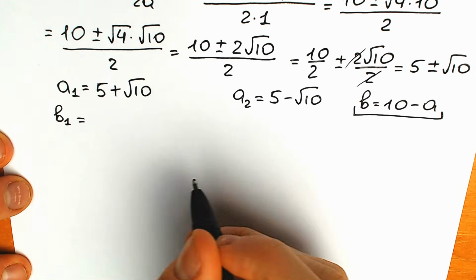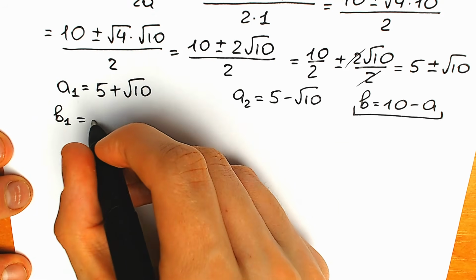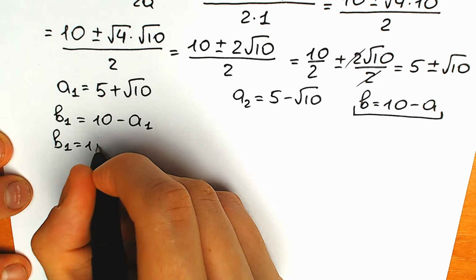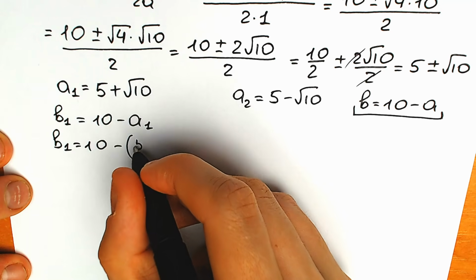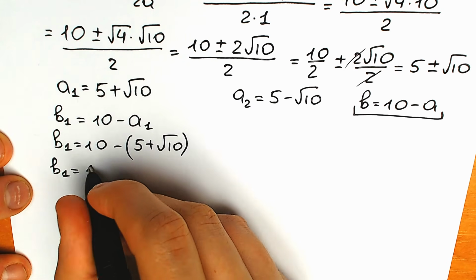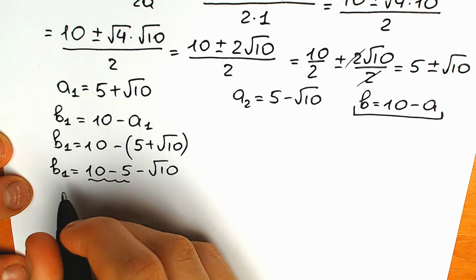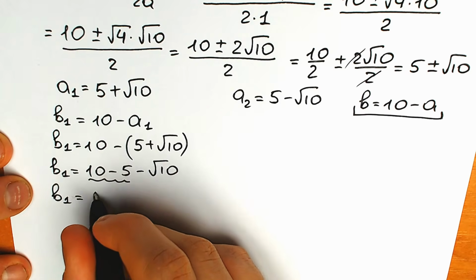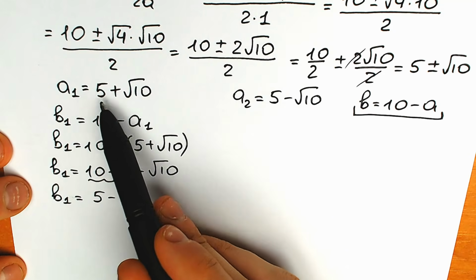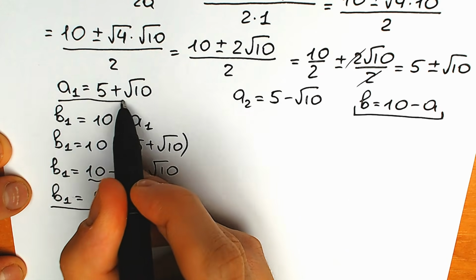So that's why we're going to find b first equal to 10 minus a first. A first is right here. So b first equal to 10 minus a first, 5 plus square root of 10. B first equal to 10 minus 5 minus square root of 10. So 10 minus 5 right here equal to 5. So b first equal to 5 minus square root of 10. We have two symmetrical roots, 5 plus square root of 10 and 5 minus square root of 10. So this is our first pair, a first and b first.